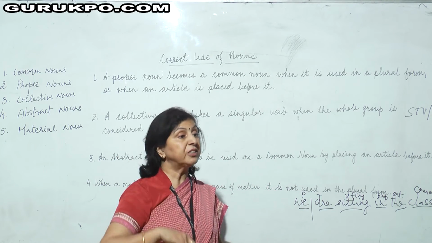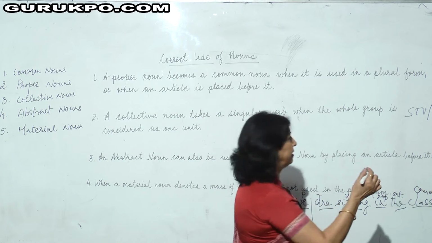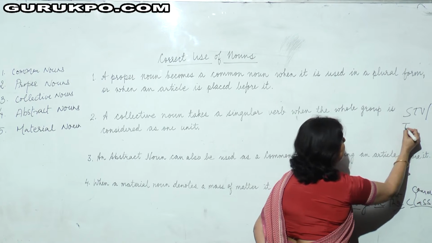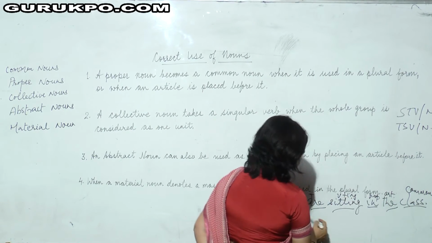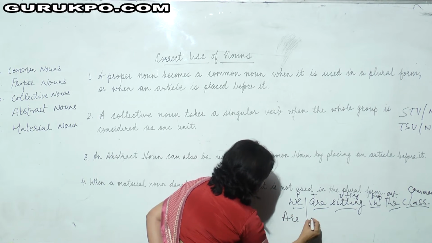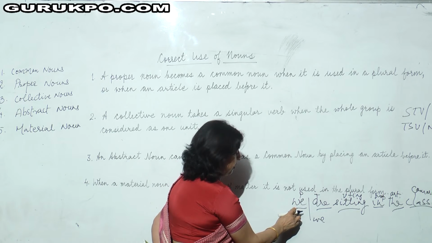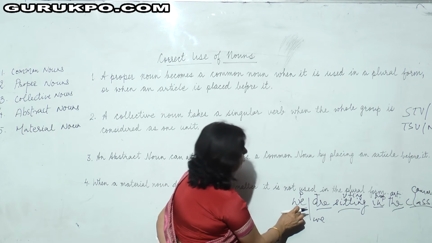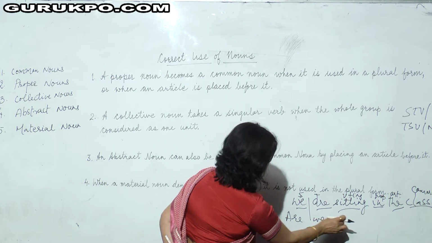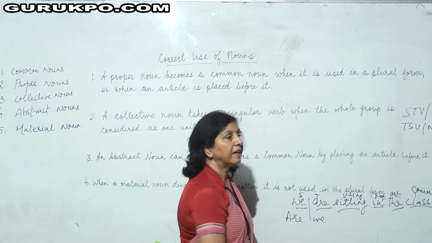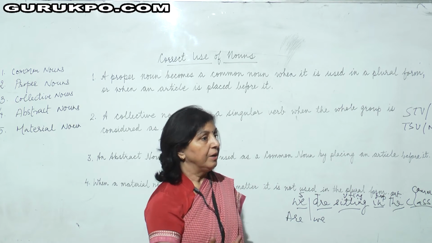If we have to make a question of the same sentence, what do we do? We reverse this formula a little. Instead of STV, we make it TSV. That is, we put the tense indicator first, are. What is the tense indicator here? Are. Then the subject is we. Okay, so: are we sitting in the class? We are sitting in the class. Are we sitting in the class?